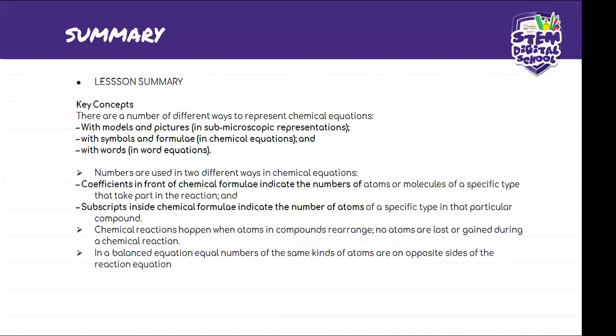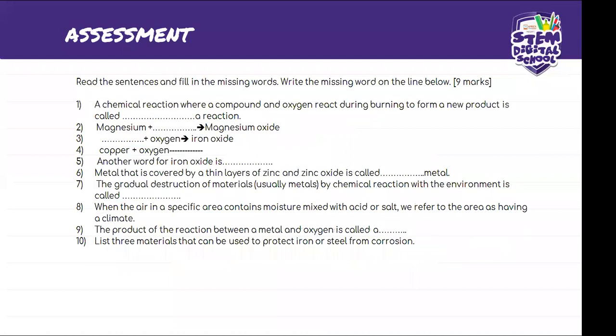All right, let's go to our activity for the day. Again, we are going to look at these sentences to consolidate. Question one is saying: a chemical reaction where a compound and oxygen react during burning to form a new product is called, yeah, so here you just fill in the missing word. You take note. Number two, you write the whole word sentence.